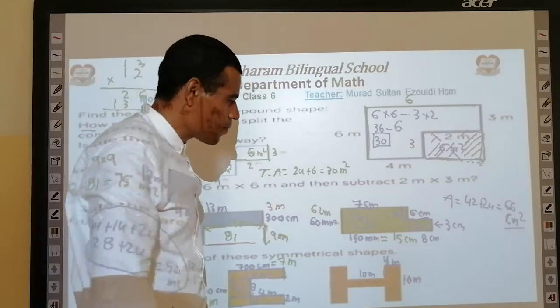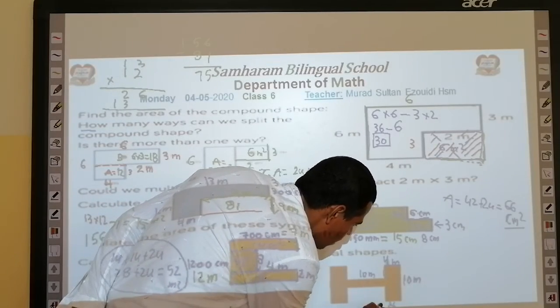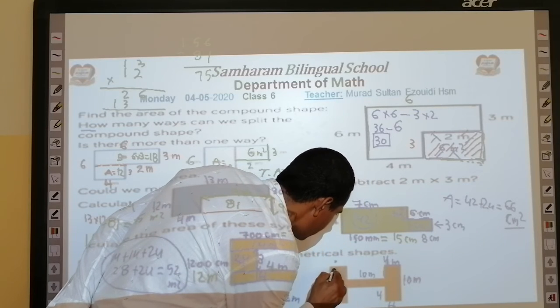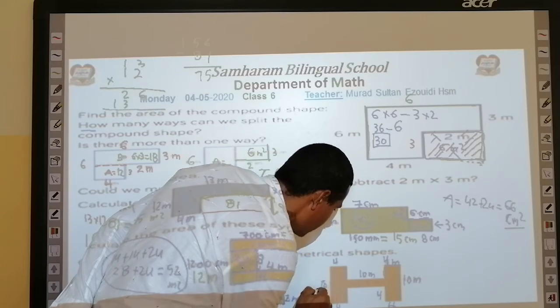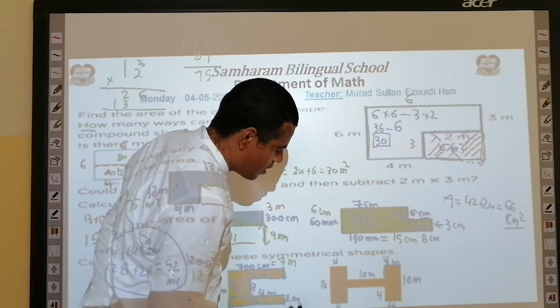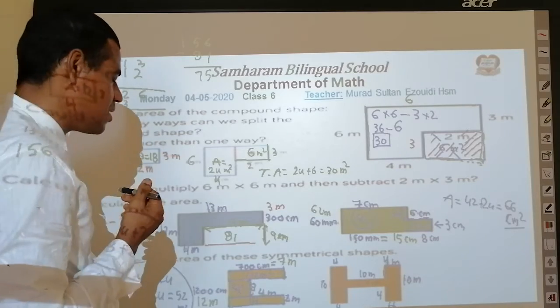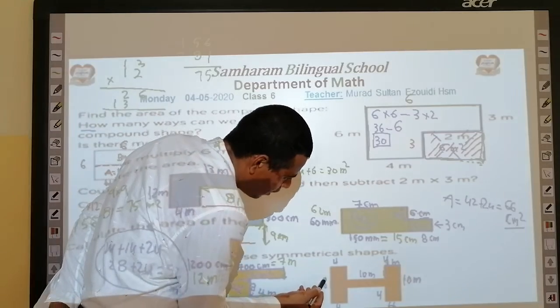The next one here. This is 4, this is 10, this is also 4. This is 4 also. This is 10, this is 4, and this is 10. So the area of this, my learners, is what you find. Find the area of this symmetrical shape.